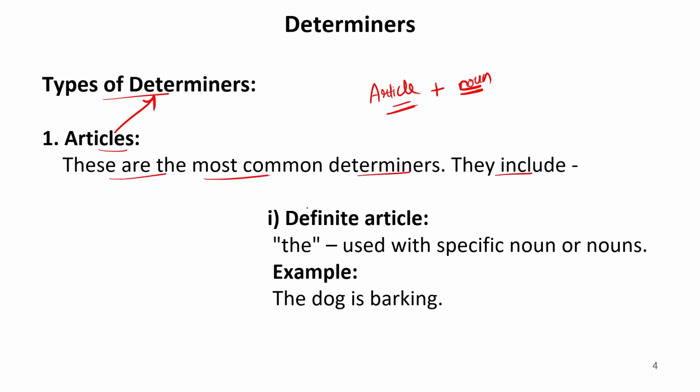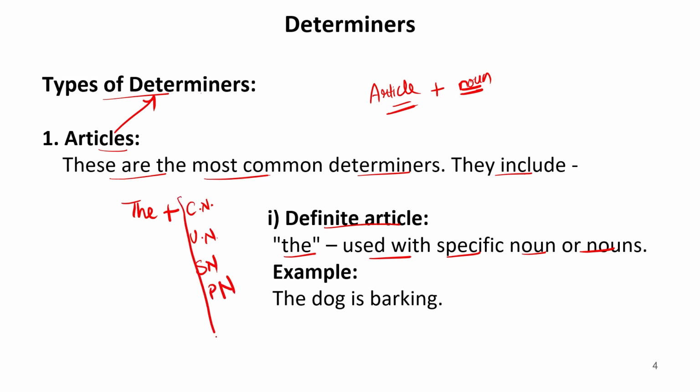They include two types, that is definite article and another is indefinite article. Now, what is definite article? Basically, definite article is the, used with a specific noun or nouns. Now, what happens whenever we use article the? It can be used before a countable noun, before an uncountable noun, before singular noun, as well as plural noun.